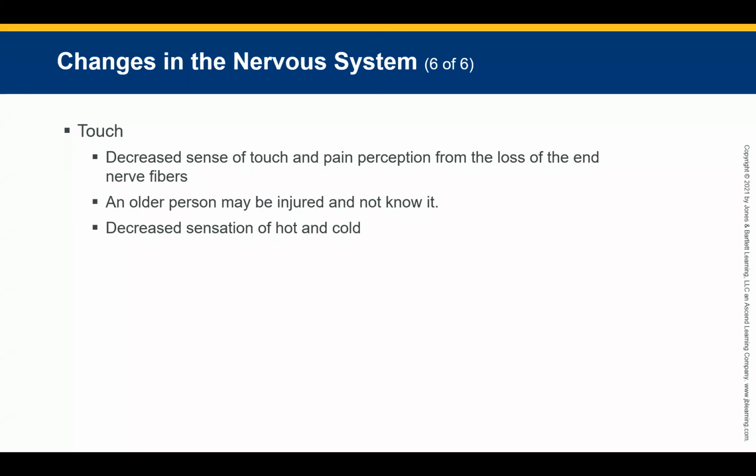Touch: decreased sense of touch and pain receptors from the loss of nerve fibers. The older person may be injured and not know it. Decreased sensation of hot and cold. They may have a skin tear that to us really wouldn't bother us, but it's going to cause them to bleed more rapidly, and they just don't know what's happening. That's probably why you may see several bruisings or tears, and they have no idea what's going on because they just didn't feel it. They didn't know what was up.